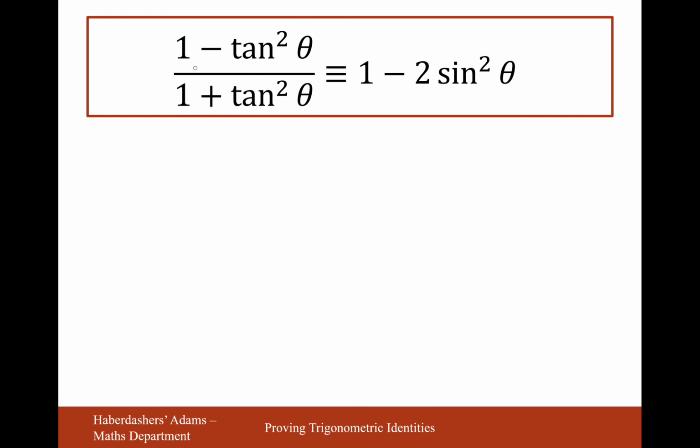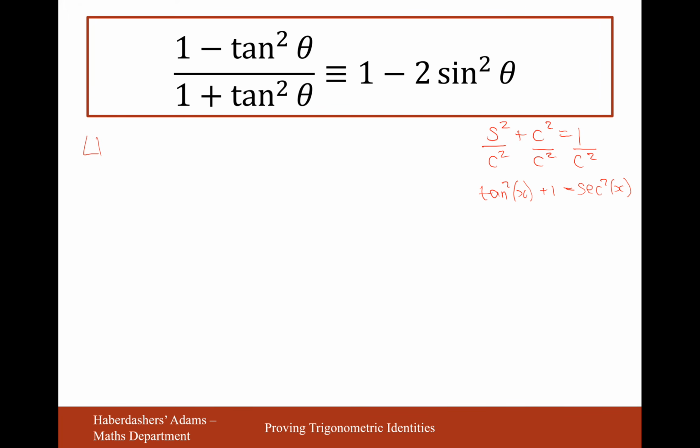Right then, let's get started on this one. We have 1 minus tan squared theta over 1 plus tan squared theta is equal to 1 minus 2 sine squared theta. Well, there's an identity to do with 1 and tan squared. Let's just figure out what it is. We have sine squared plus cos squared equals 1. Divide that all by cos squared, and we get the identity that tan squared x plus 1 equals sec squared x. Okay. So we can replace, therefore, tan squared plus 1 with sec squared.